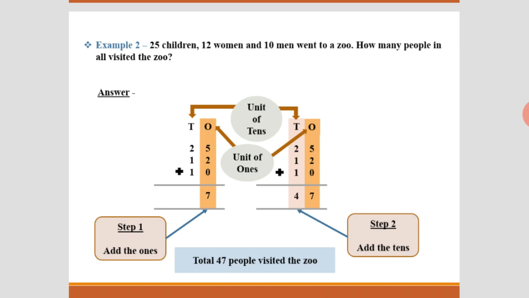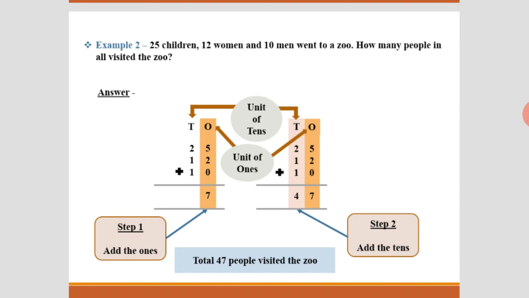Step 1: now add the digits in the ones place. 5 plus 2 plus 0 is equal to 7. And we see in the tens column 2 plus 1 plus 1. Now let's go for step 2. Add the digits in the tens place. 2 plus 1 plus 1 is equal to 4.